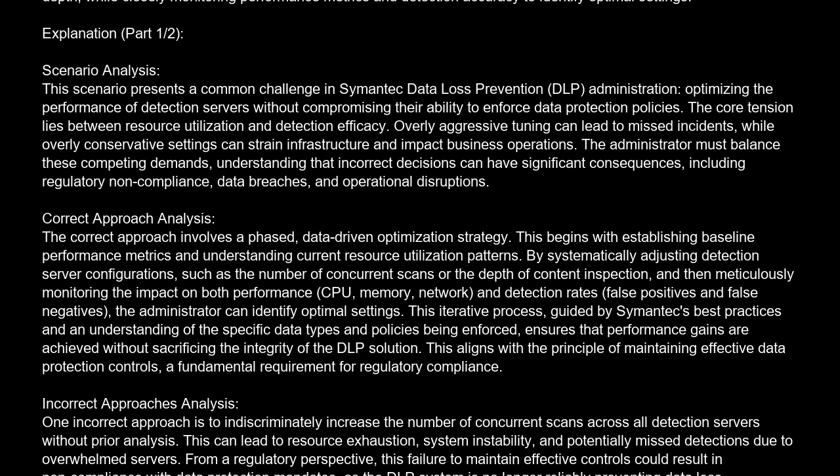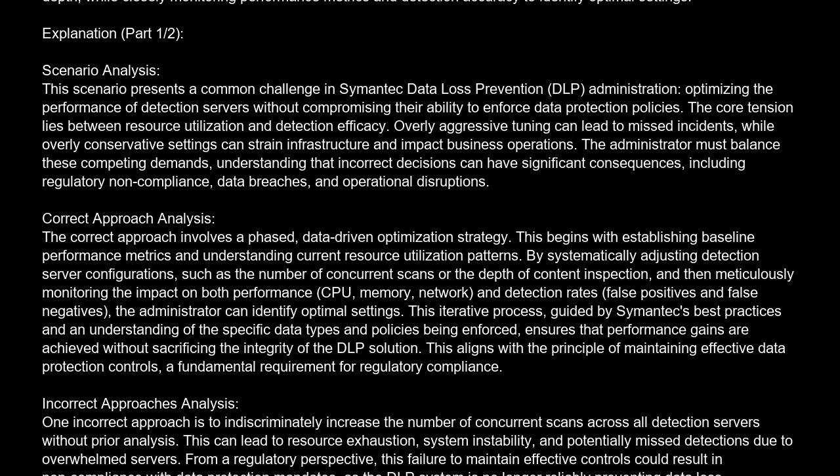The administrator must balance these competing demands, understanding that incorrect decisions can have significant consequences, including regulatory noncompliance, data breaches, and operational disruptions. Correct approach analysis. The correct approach involves a phased, data-driven optimization strategy. This begins with establishing baseline performance metrics and understanding current resource utilization patterns.